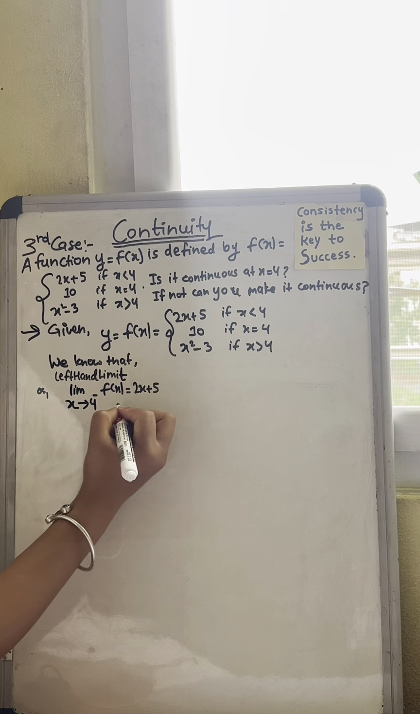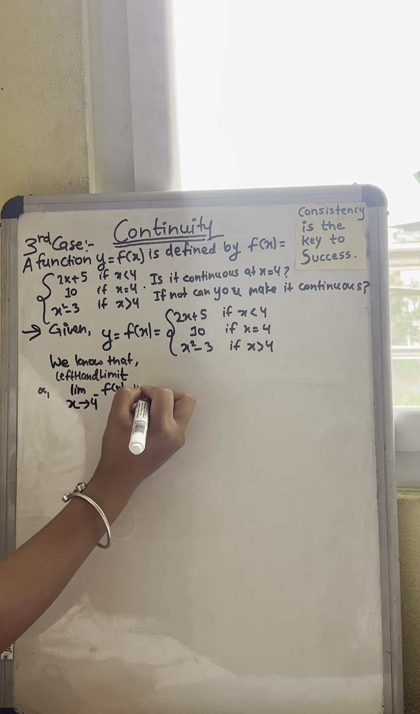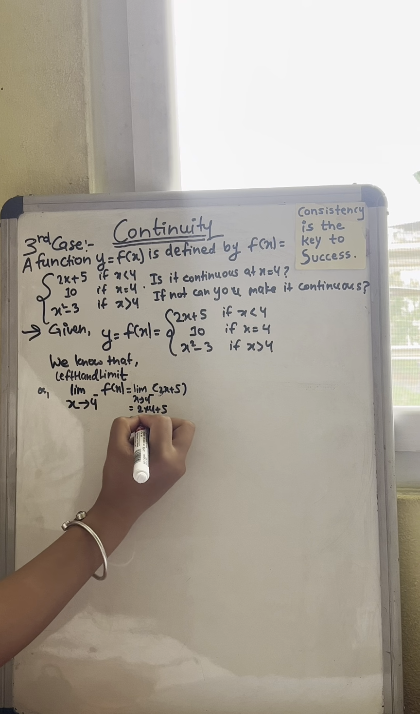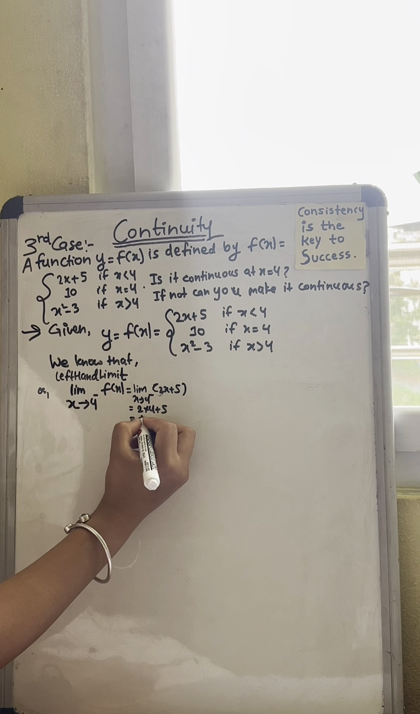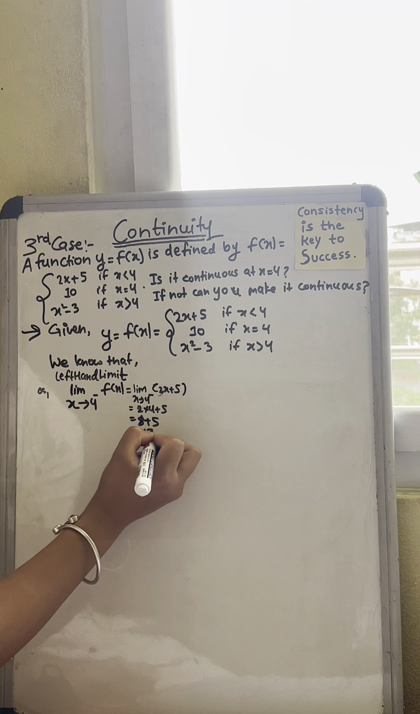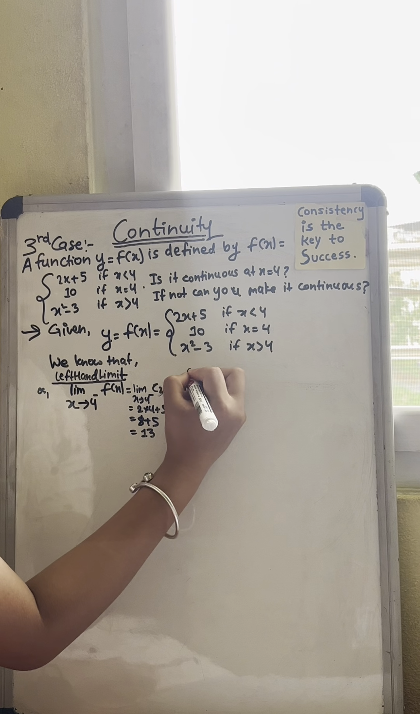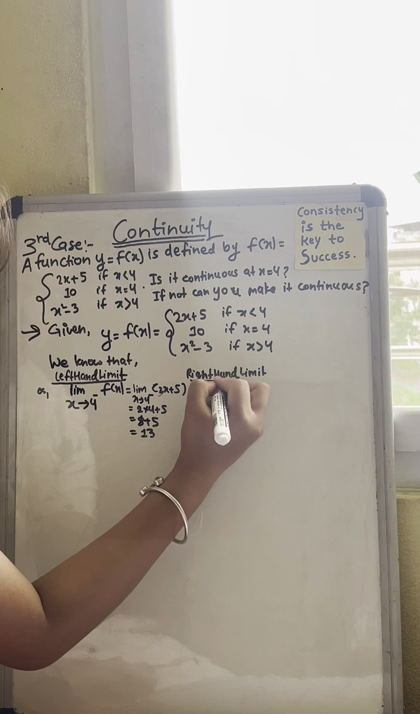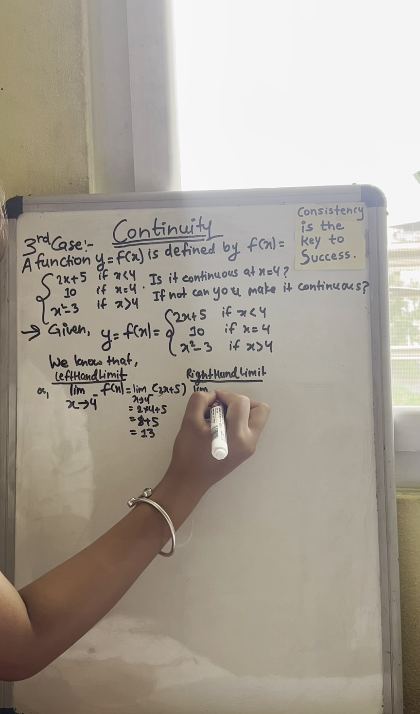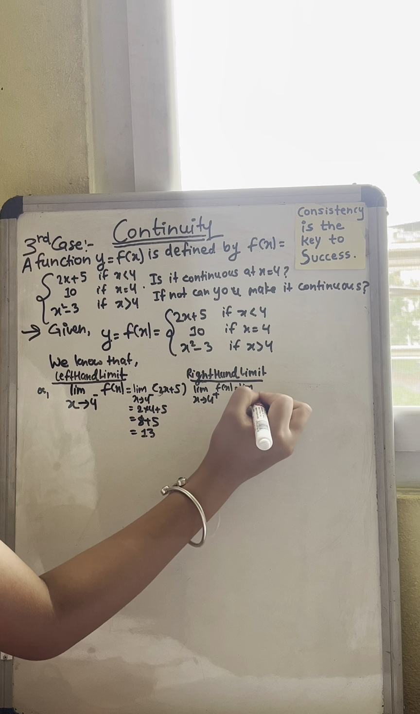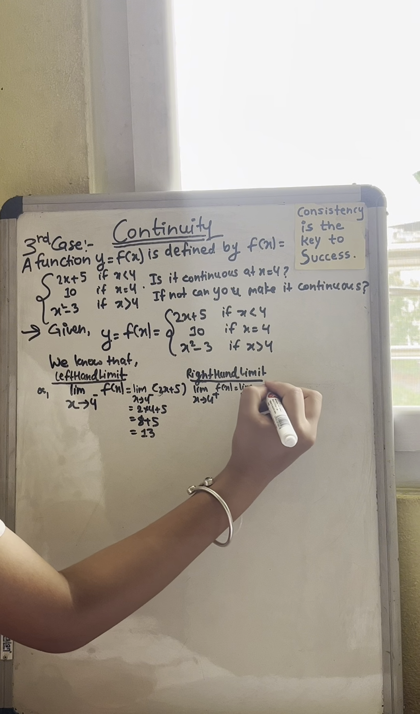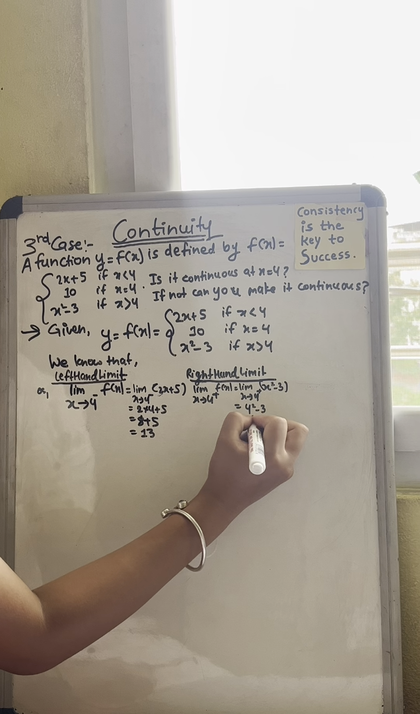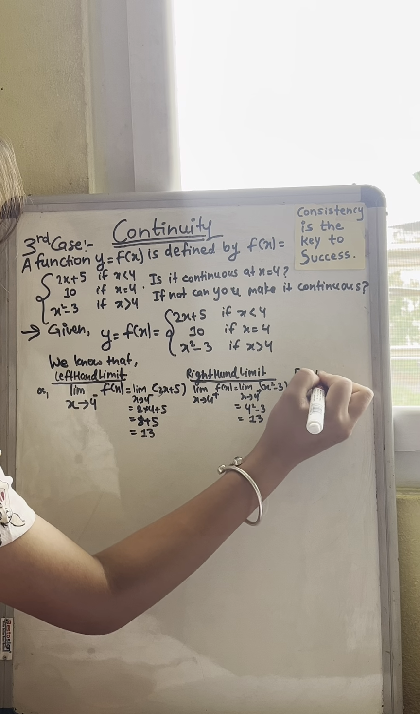Now finding the left hand limit. Now again the right hand limit. And finally the functional value.